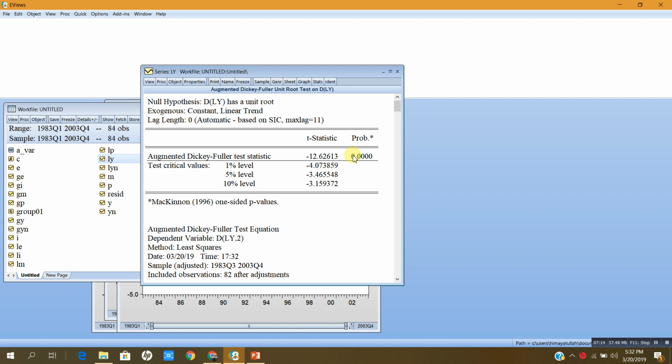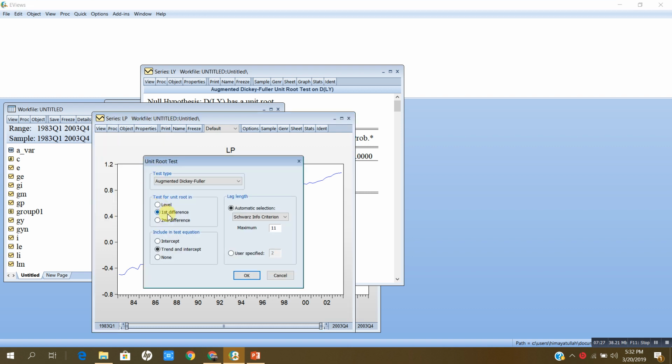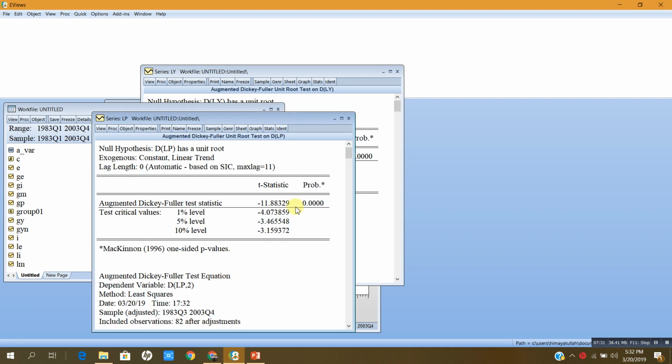Now let me check the stationarity of the price, and first I will check its stationarity at level, and there was also trend and intercept. So again this shows that there is no unit root in the log of prices. So this one is stationary at level.